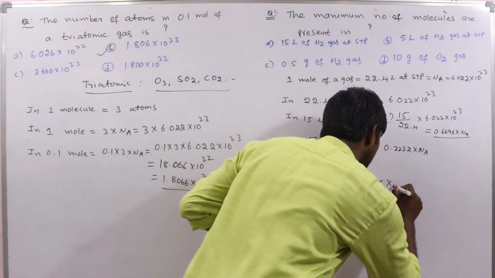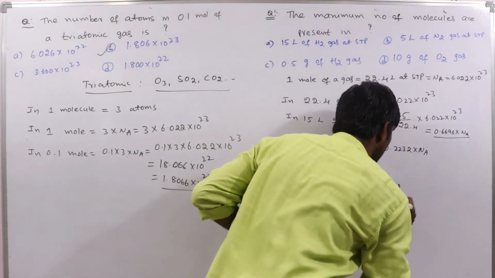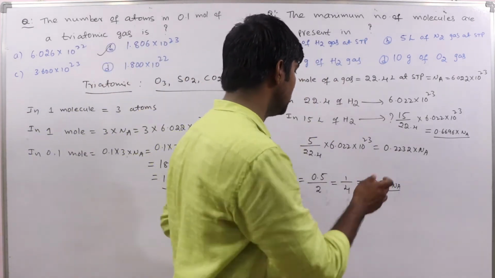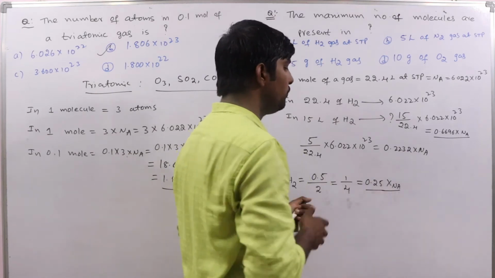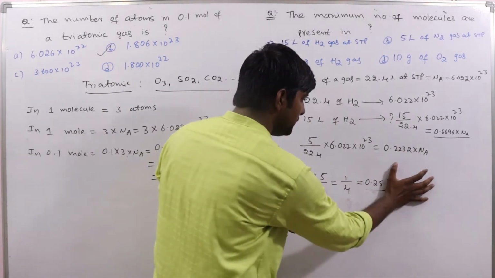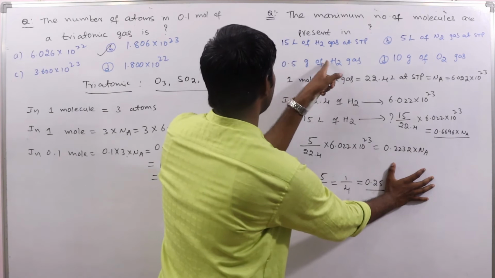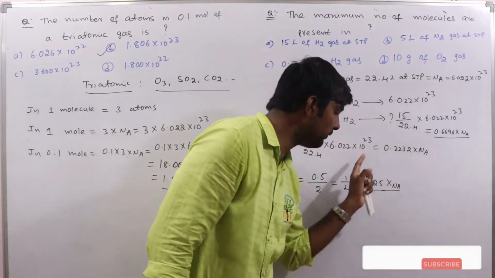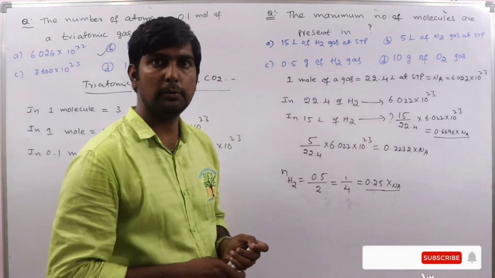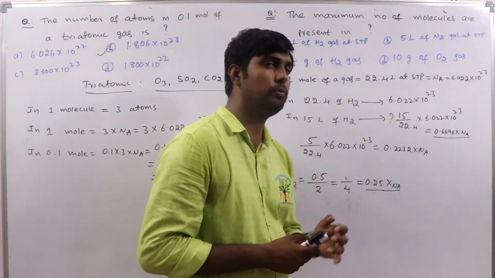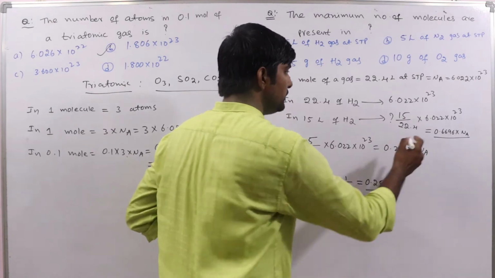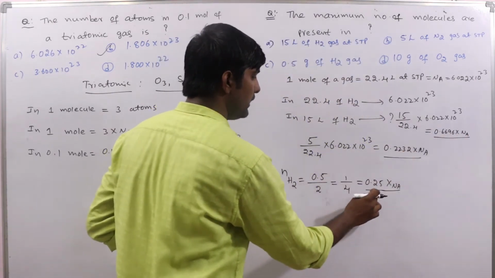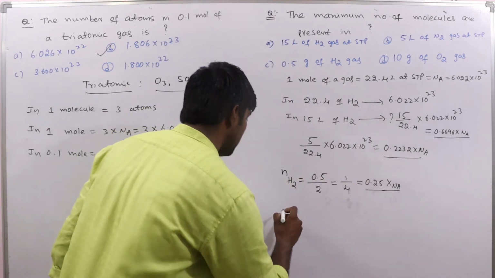If this is multiplied by Avogadro number, that gives the number of hydrogen molecules present in 0.25 moles. What is this 0.25? The number of moles of hydrogen in 0.5 gram. If that is multiplied by Avogadro number, we get the number of molecules present in 0.25 moles. See here: 0.6696, 0.2232, and here 0.25 into Avogadro number.